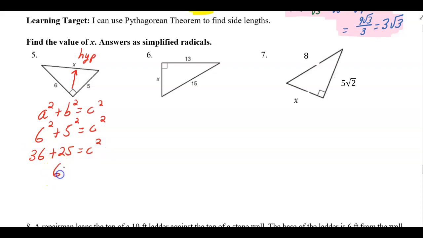Adding that up on my calculator, I get 61 is c squared. So c is the square root of 61. There are no perfect squares in 61, therefore this is your final answer.